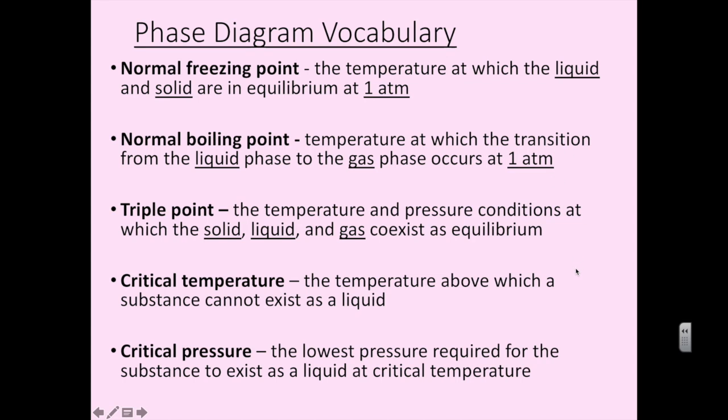Now, the triple point is the temperature and pressure conditions at which the solid, liquid, and gas coexist in equilibrium. So all three phases of matter are present at the same time. The critical temperature is the temperature above which a substance cannot exist as a liquid. And the critical pressure is the lowest pressure required for the substance to exist as a liquid at critical temperature.